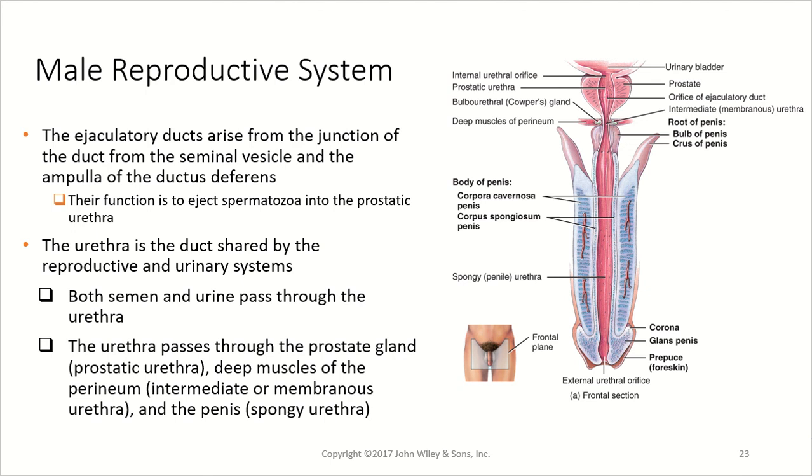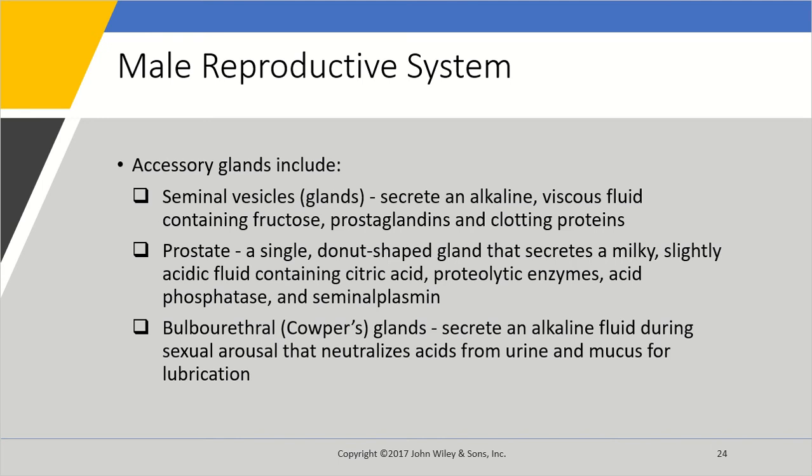And the urethra is going to pass through the prostate gland. This is our prostatic urethra, through the deep muscles of the perineum, as well as the penis. So, looking now at the accessory glands of the male reproductive system, we've got our seminal vesicles, the prostate, and the bulbourethral or the Cowper's gland. So we'll talk about each of these individually just in a minute.